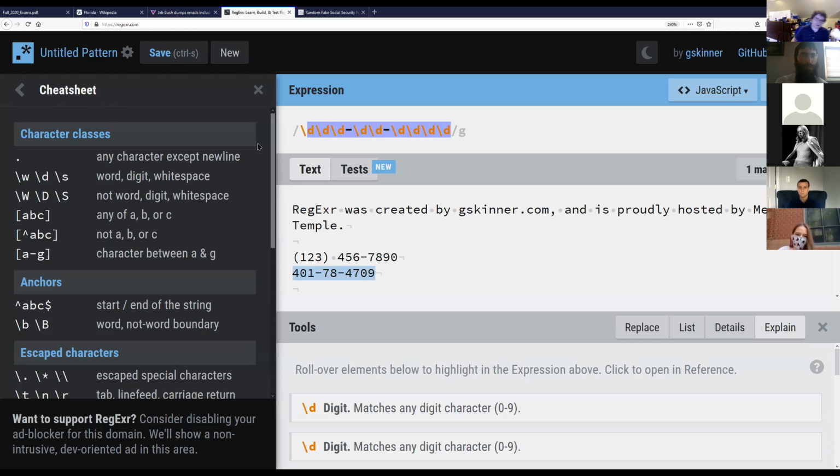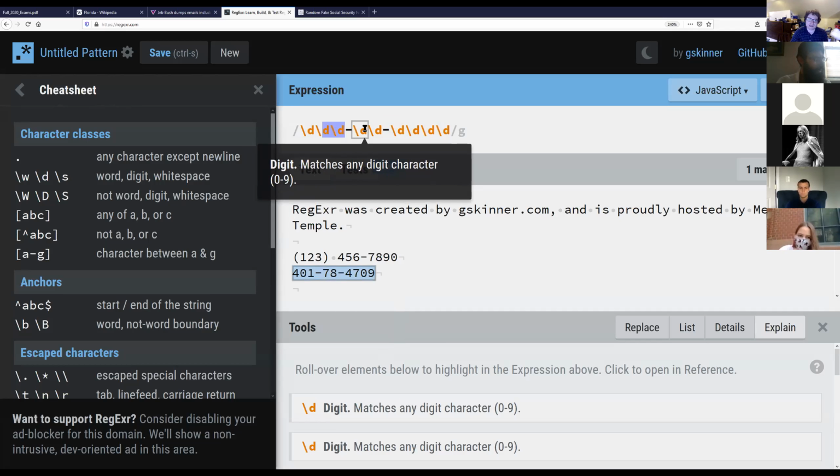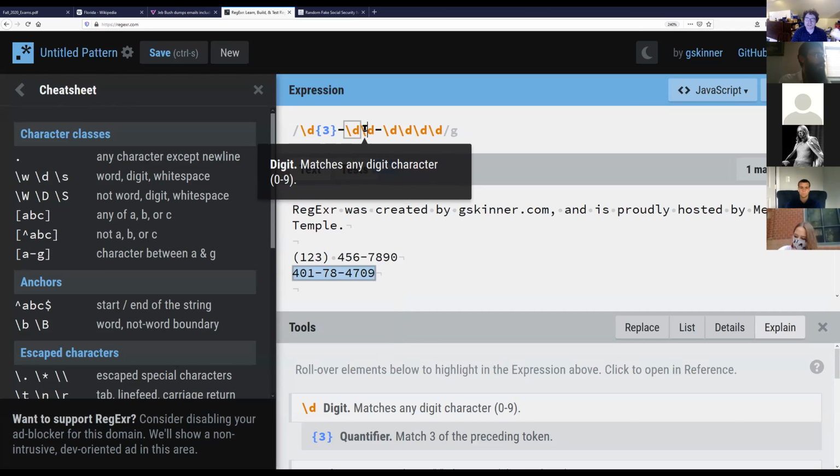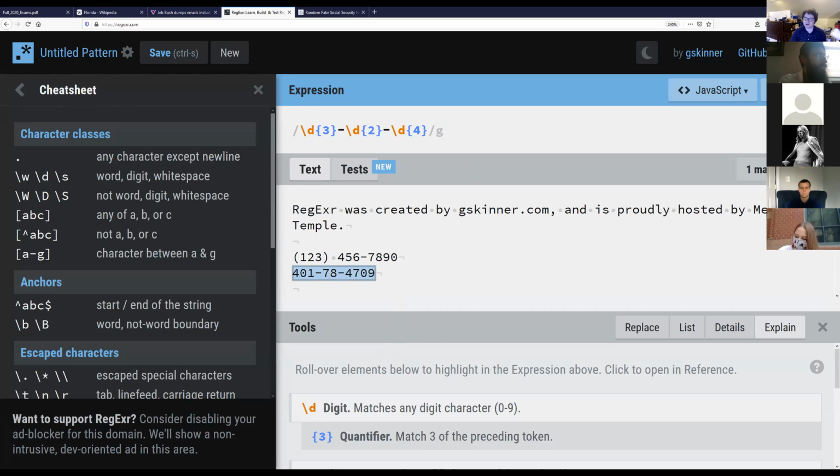I suppose it's possible that somebody, yes, you can do it like this. Somebody asked, instead of doing it like that, can I do it like this? 3 digits followed by 2 digits followed by 4 digits. And the answer is totally. Just like in programming, there's multiple ways to do things in regular expressions.